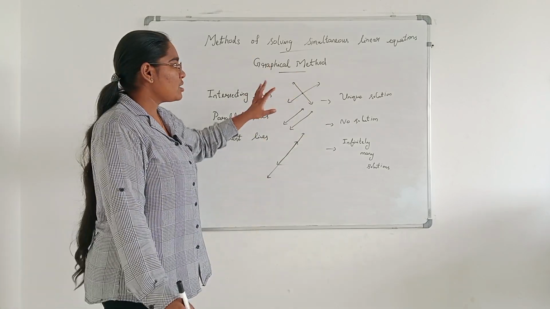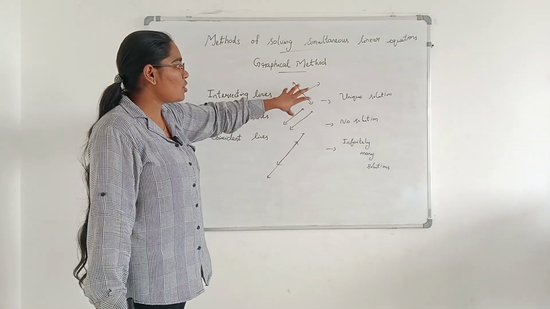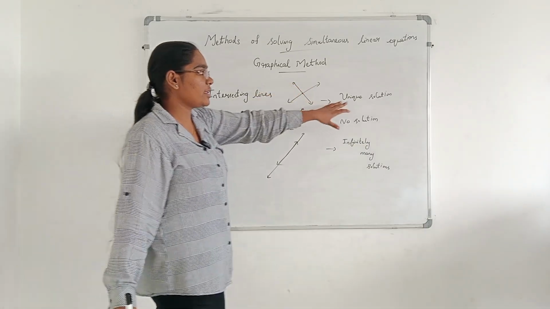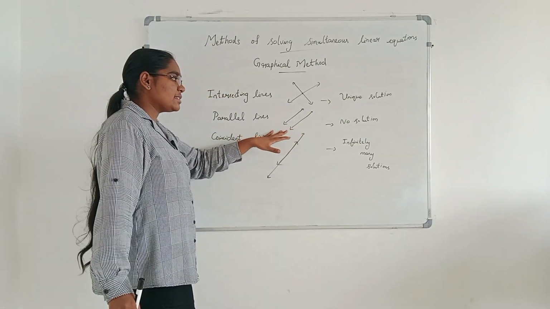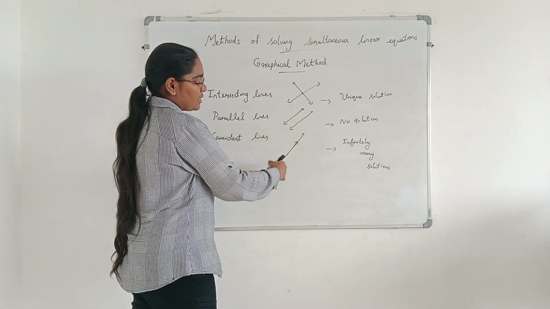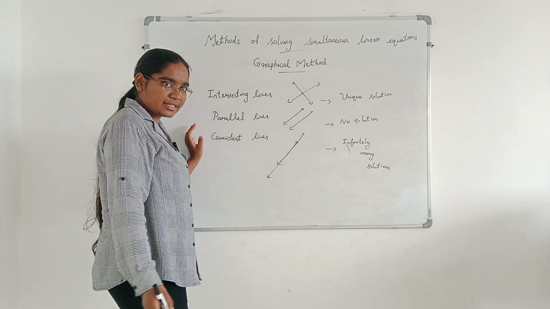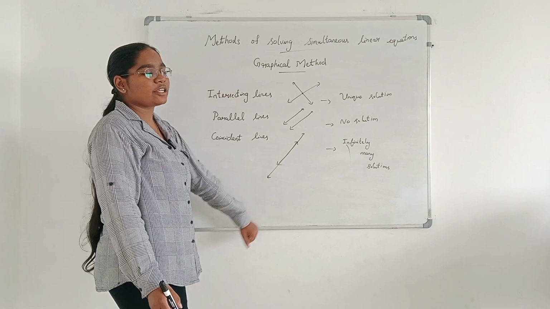In the graphical method, you will plot a graph and draw a line for each of those two equations. If the lines intersect, then it will have a unique solution. If the lines are parallel, no solution. If the lines are coincident like this, then it will have infinitely many solutions. Right. Now we can solve a problem related to the graphical method.